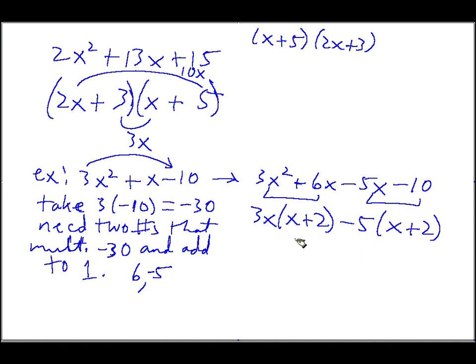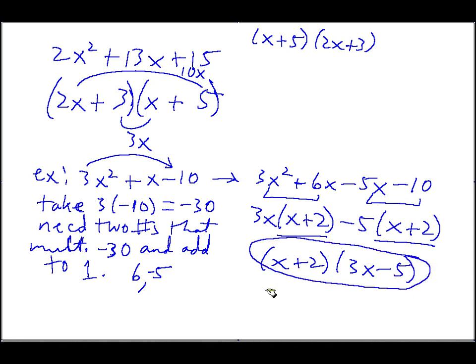Check. So I have my common factor here of x plus 2. Therefore, I have x plus 2 times 3x minus 5 as my solution here. So we have the solution x plus 2 times 3x minus 5.